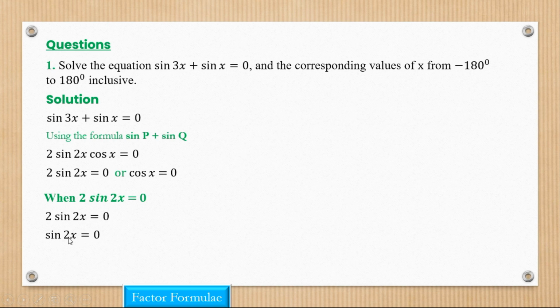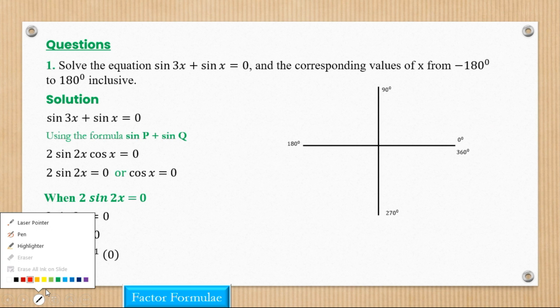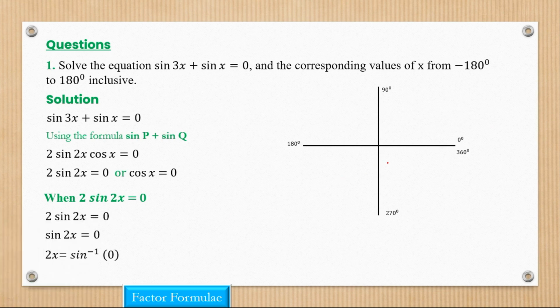So we remain with sine 2x equals 0. Sine inverse of 0, when you press it in your calculator, because I want you to do this for your memorization, sine inverse of 0 is 0. So what does that mean? Now we've drawn our CAST diagram right here, and we're going to place a 0, and remember this is positive, so we're going to place it in the regions.